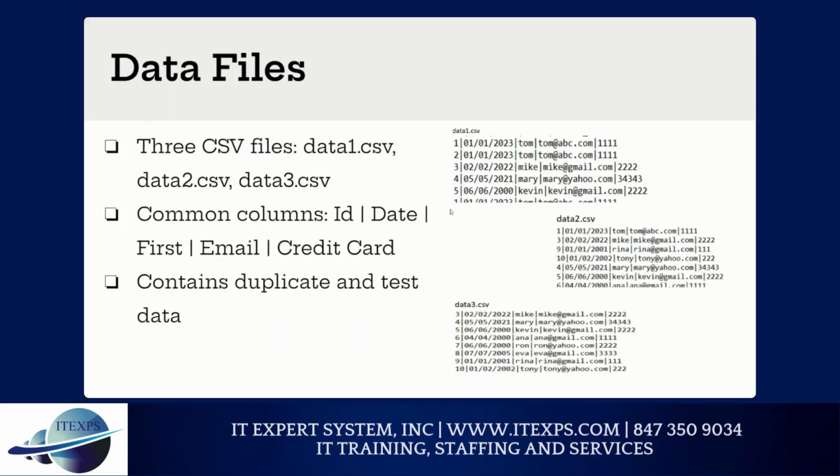So an overview of our files. As I mentioned, there were 3 CSV files. They all had different components. What we were able to do was identify the common columns, not necessarily keys, but there was also ID, date, first name, email, and credit card. We were able to visually see some of the duplicates and identify the test data. That way we'd be able to validate our results as we went along.